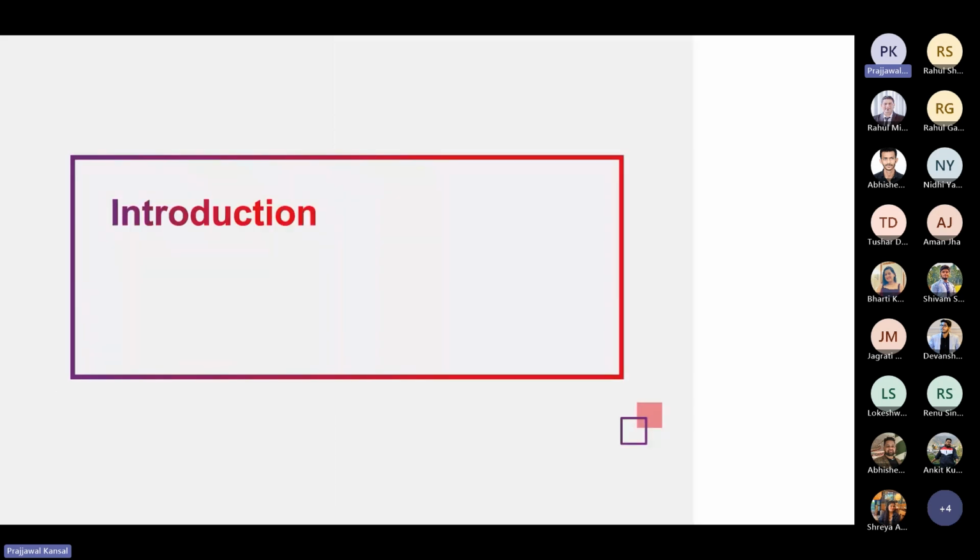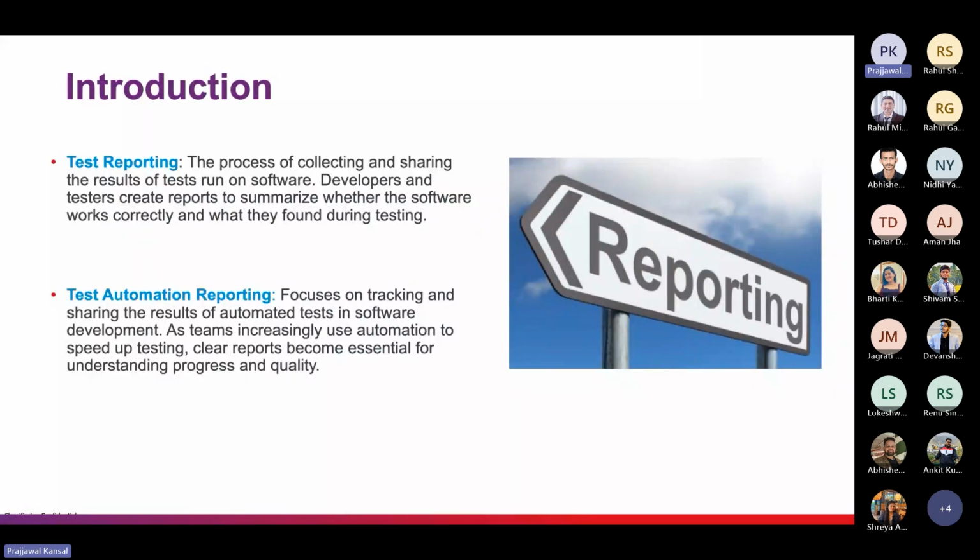Right. So in the introduction part, first is test reporting. Test reporting is all about gathering and sharing the results from software testing. When our team runs the tests, they create a report summarizing whether the software is functioning correctly or highlighting any issues they discovered. Imagine a team testing a new mobile app. After running the various tests, they create a report that mostly includes test summary, results, issues found, and recommendations. And then we go for test automation reporting.